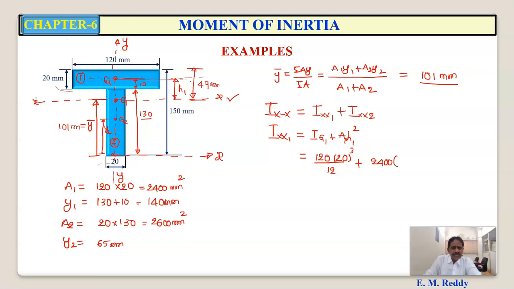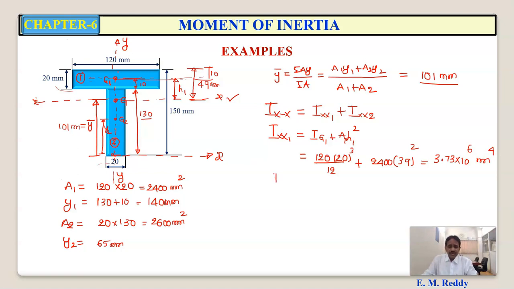So here H1 is this 49 minus 10. So that will be 39. So 39 square. Is it clear? So we have this as 10 now. So total this 49 minus 10. So IXX1, it will be 3.73 into 10 raised to 6 mm raised to 4.